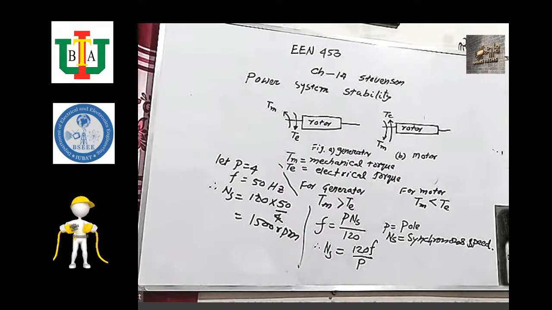If the mechanical torque you are giving is anti-clockwise, then the electrical torque will be clockwise. It means that the two torques are in opposite directions. It indicates that you are taking power from the machine. When you are taking power, that electrical power is opposite to the mechanical power.